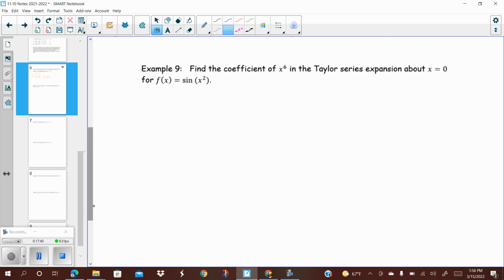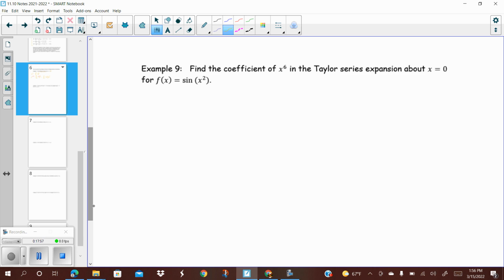All right, example 9 says find the coefficient of the x to the 6th term in the Taylor series expansion about x equals 0, again, really just Maclaurin, where f of x equals sine of x squared. Okay, I don't really want to develop the entire Maclaurin series for sine of x squared.